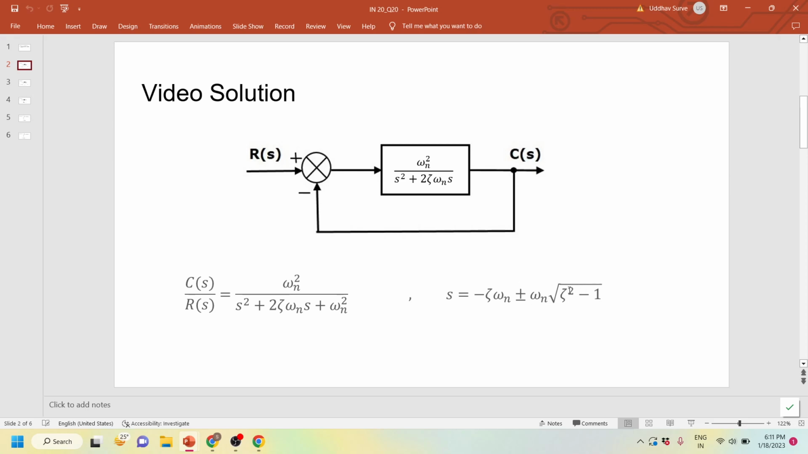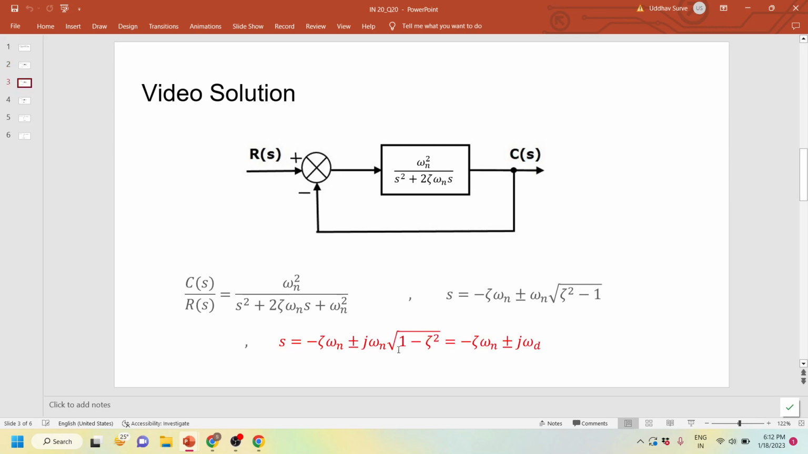So the value of zeta determines whether these roots will be complex or real. If zeta is between 0 to 1, this will be negative under root, therefore it will have complex roots, and if zeta is greater than 1, it will have real roots. That is the definition of a second order control system, where if zeta is greater than 1, it has real roots and we call it an overdamped system. If zeta is between 0 to 1, we call it an underdamped system. Okay, so that is the definition.